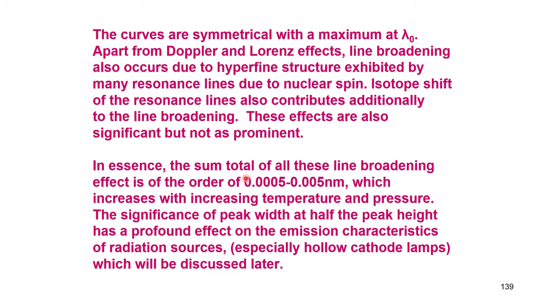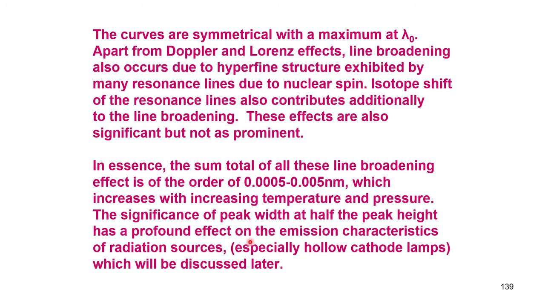The half width, what we had shown in that figure, if you want to choose 250 nanometers, you will be getting 250.005 nanometers plus or minus, or 250.0005 nanometer. For all elements, the broadening is in this range, apart from mechanical slits. Okay. So, this increases with increasing temperature. Suppose I increase the temperature from 500 to 1000 degrees of the vapor state, then peak width also increases, and at half peak height, it has a profound effect on the emission characteristics of radiation sources.